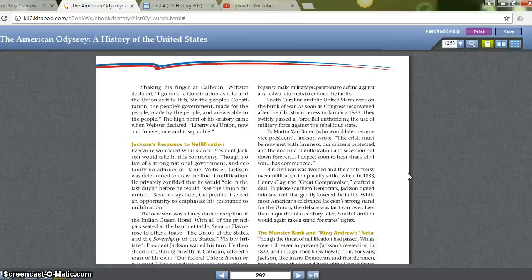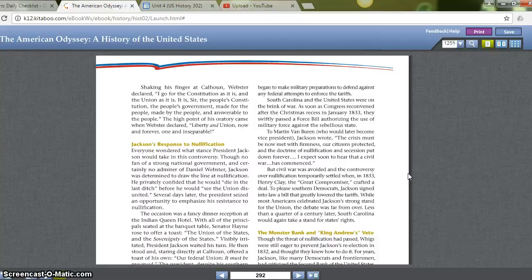As soon as Congress reconvened after the Christmas recess in January 1833, they swiftly passed a force bill authorizing the use of military force against the rebellious state. To Martin Van Buren, who later became vice president, Jackson wrote, "The crisis must be now met with firmness, our citizens protected, and the doctrine of nullification and secession put down forever. I expect soon to hear that a civil war has commenced."